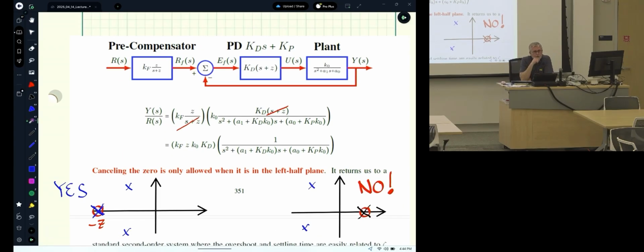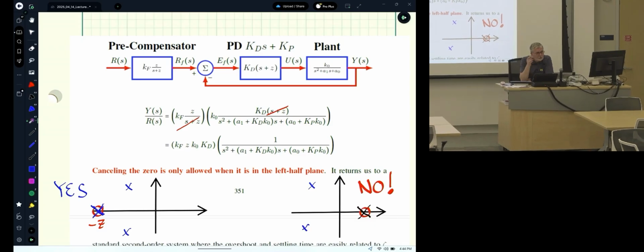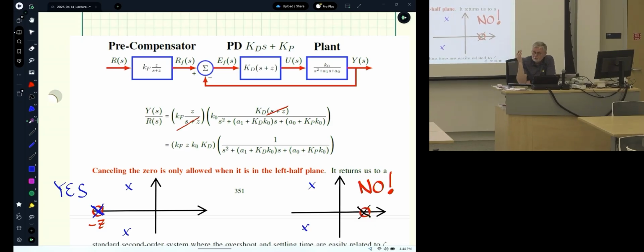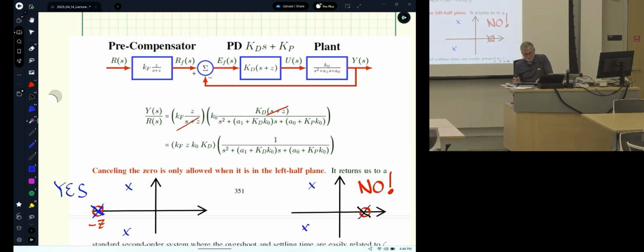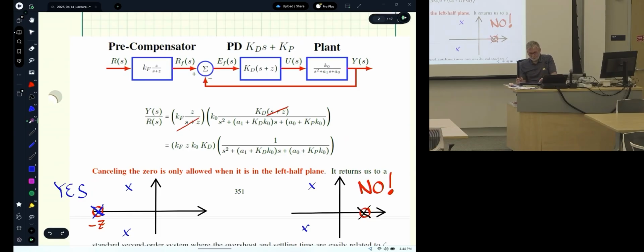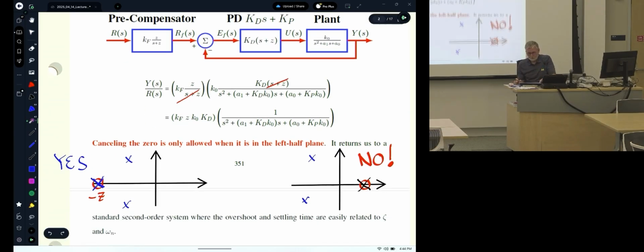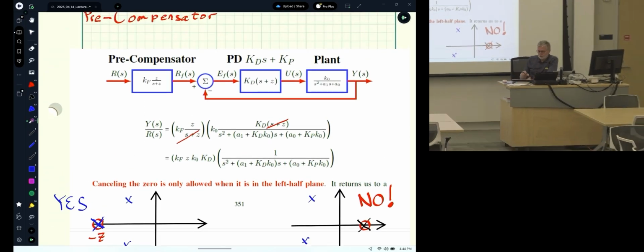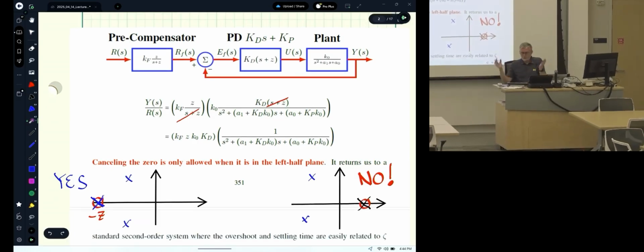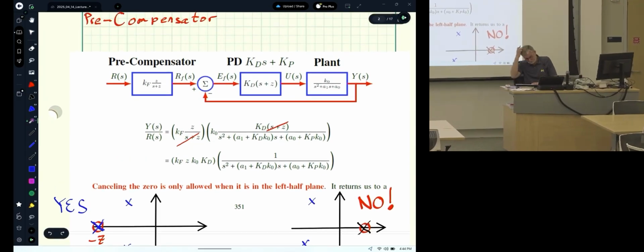Questions on that? It's something we wouldn't think to do just by manipulating differential equations, okay? You wouldn't think to do that. But this is where the frequency domain, or the Laplace domain, gives us new ideas.